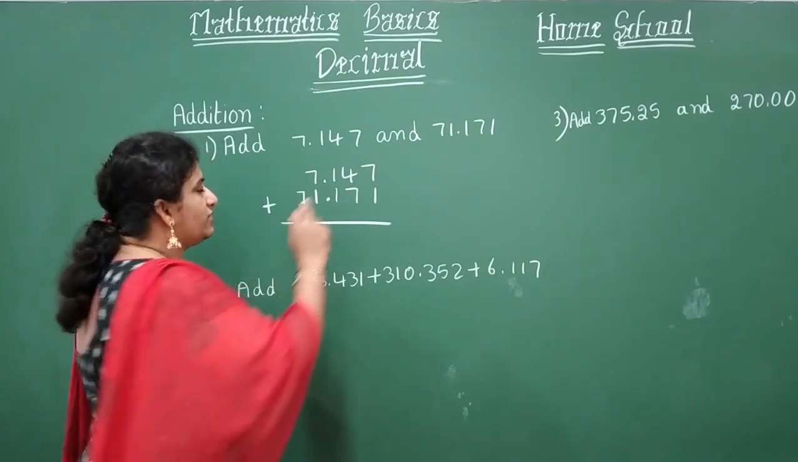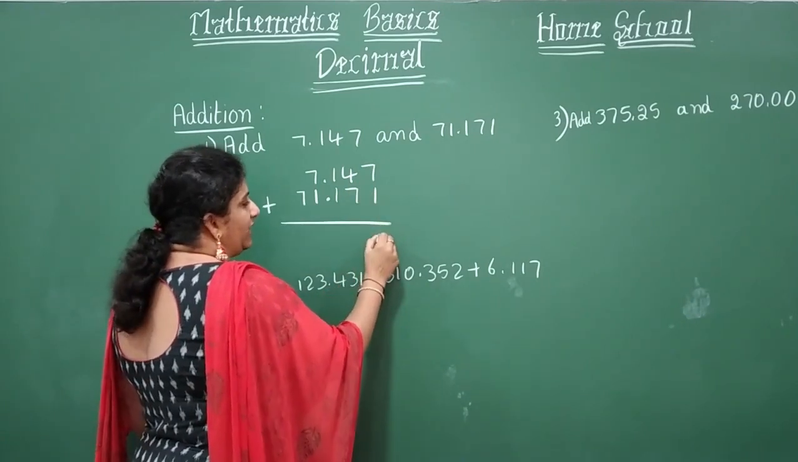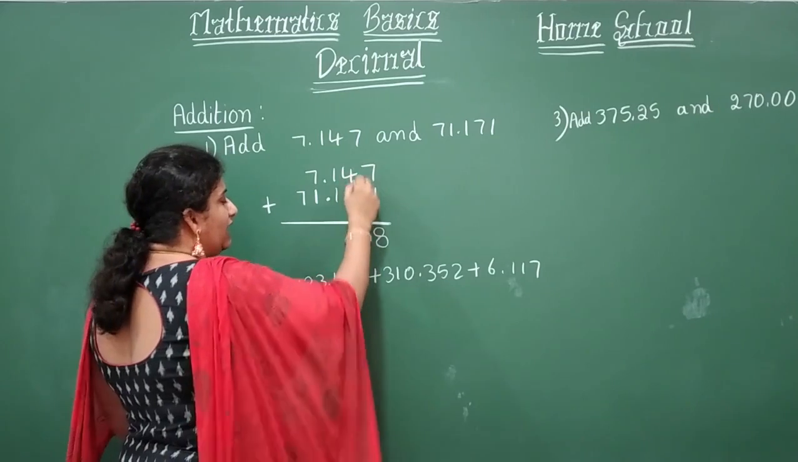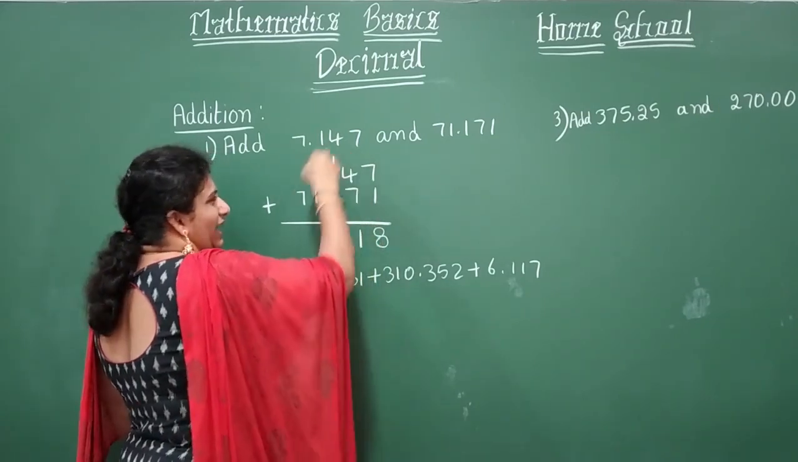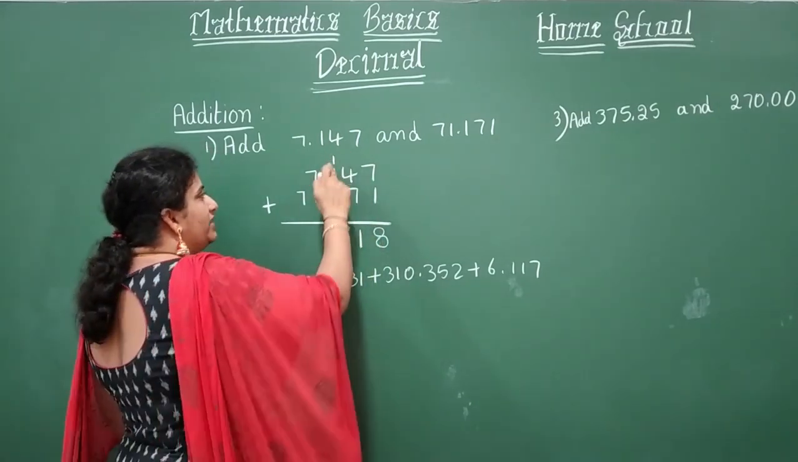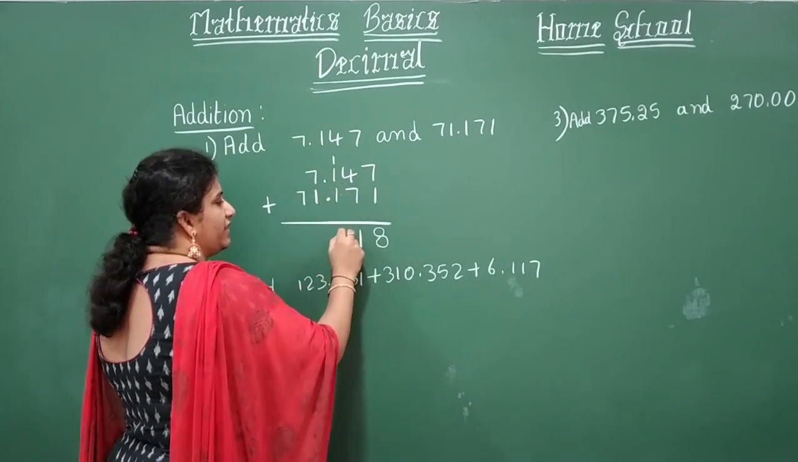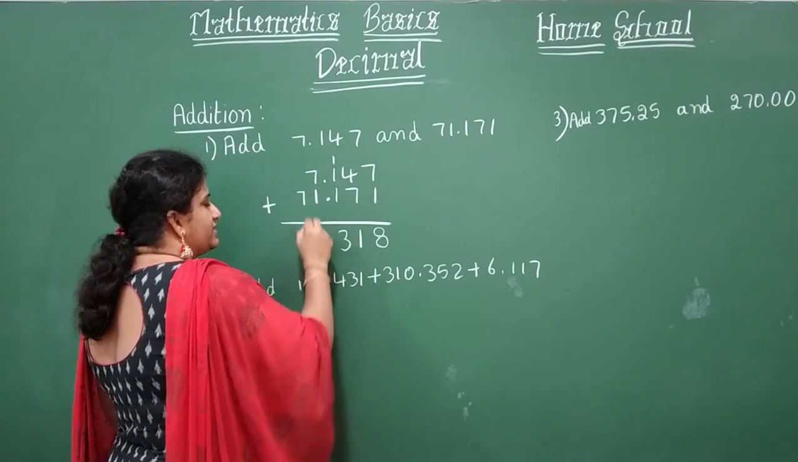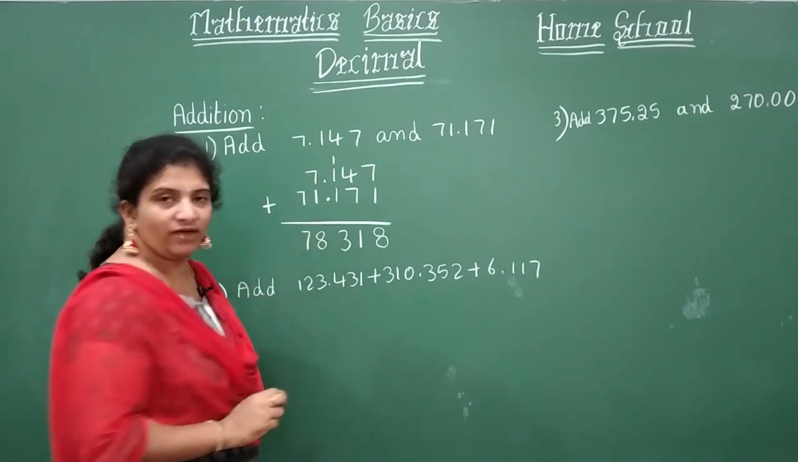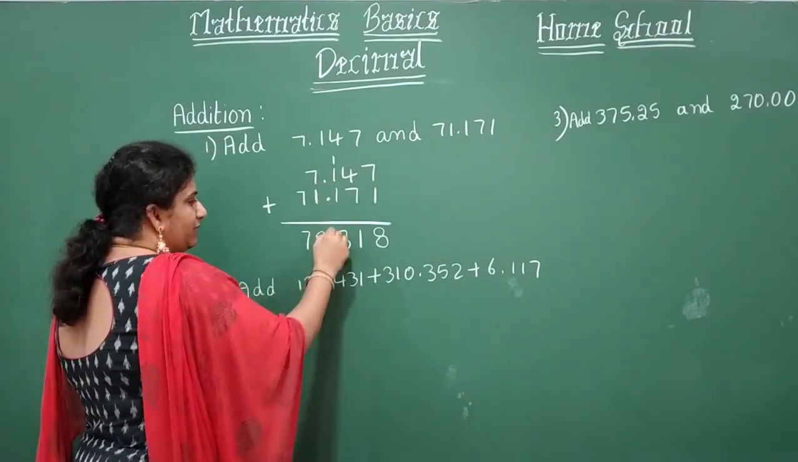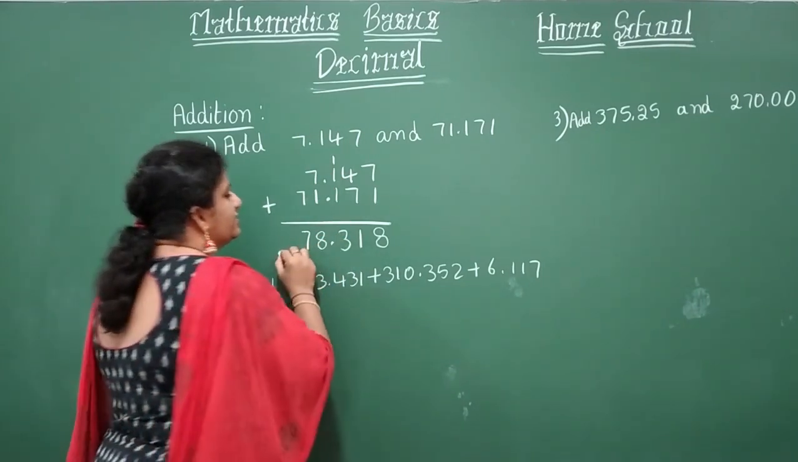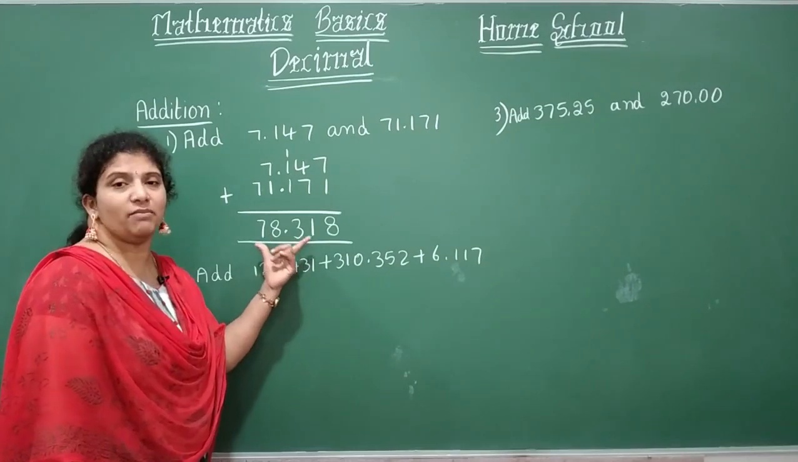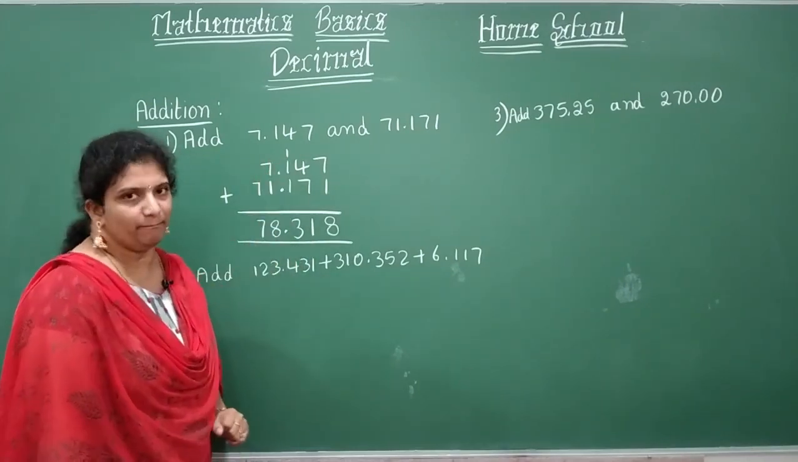So now 7 plus 1 will be 8. So 4 plus 7 will be 11. 1 carry here. Okay. So 1 plus 1, 2, 2 plus 1, 3. Now 7 plus 1, 8, 7. So now where do you have to put your point, children? Exactly below this line. That is 78.318. This is the sum of these two decimal numbers.